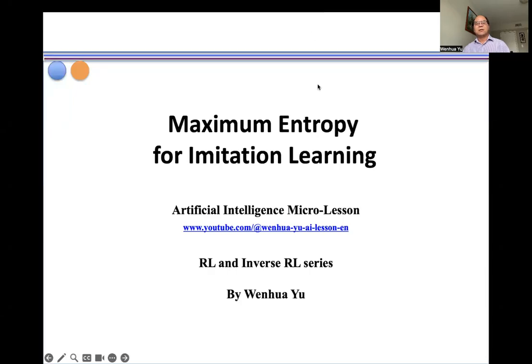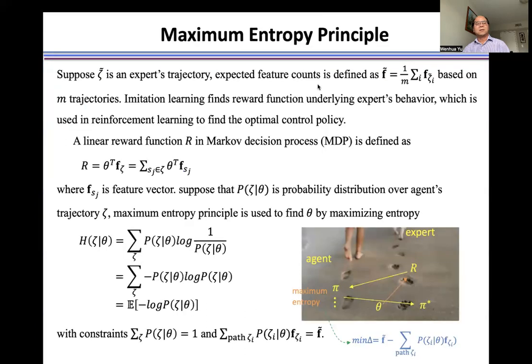In this video, I introduce maximum entropy for imitation learning. Imitation learning is used to find the optimal policy from the expert demonstrations. Suppose an agent generates a trajectory zeta with a tilde, and based on M trajectories, we define a feature count, or feature expectation F with tilde. Here, F is the feature vector.